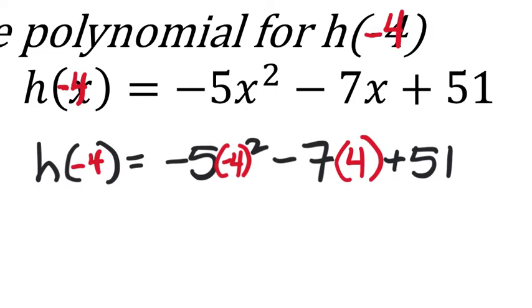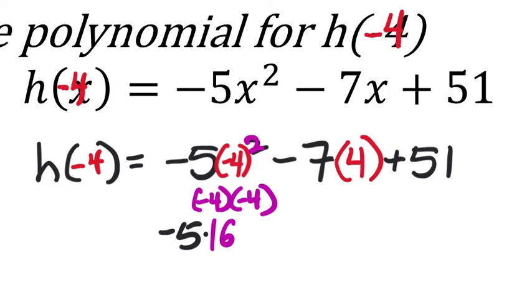So a couple things on this. Some students say, well, negative 5 times negative 4 is 20, and then 20 to the power of 2 is 400. That's a whole different can of worms right there. Don't do that either. That's out of the order of operations. You have to do negative 4 to the power of 2, which would show as negative 4 times negative 4, which is positive 16, right? Then you've got negative 5 times positive 16 minus 7 times 4 plus 51.